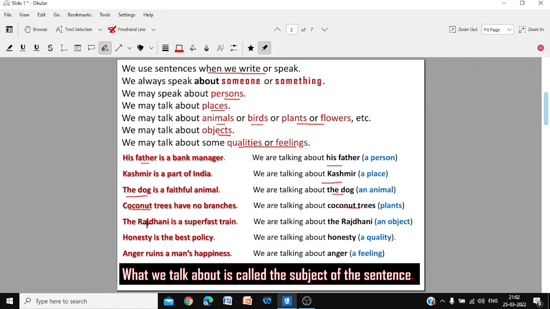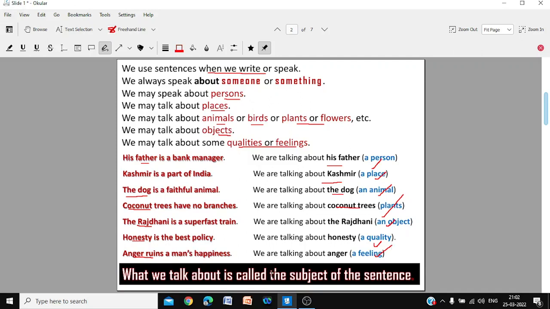The Rajdhani is a superfast train. We are talking about the Rajdhani train. Honesty is the best policy. We are talking about the quality of honesty. Anger ruins a man's happiness. We are talking about anger. So we are talking about a person or a place or an animal or plants or objects or some qualities or some feelings. So we have to talk about someone or something, a place or an object.